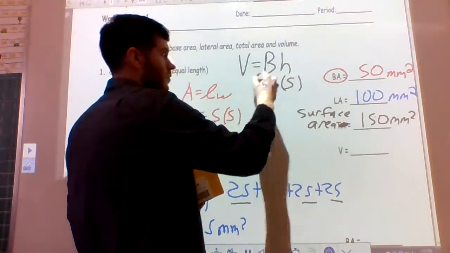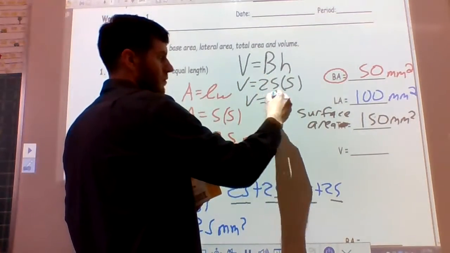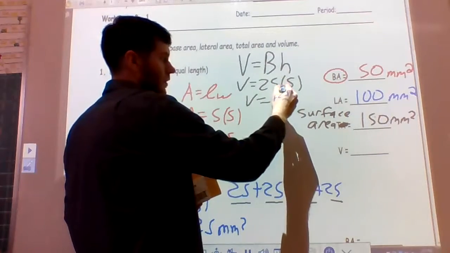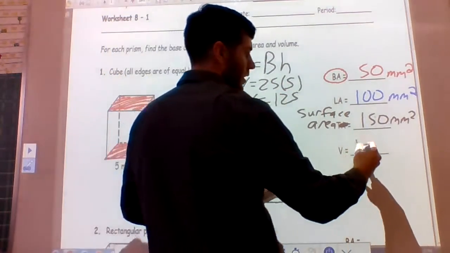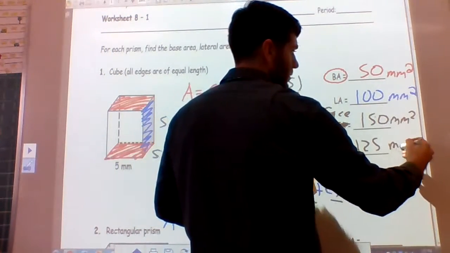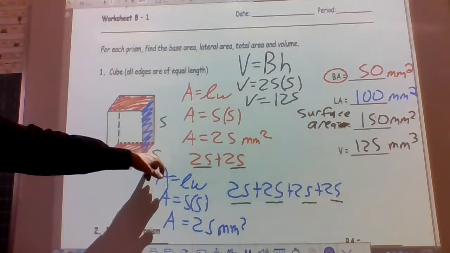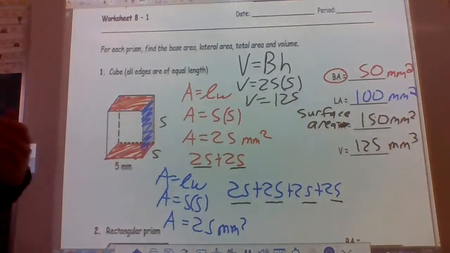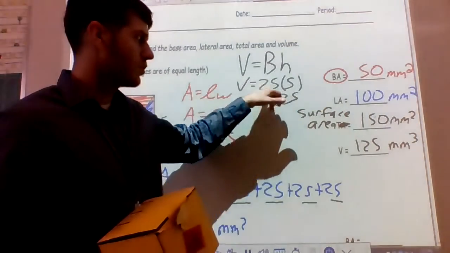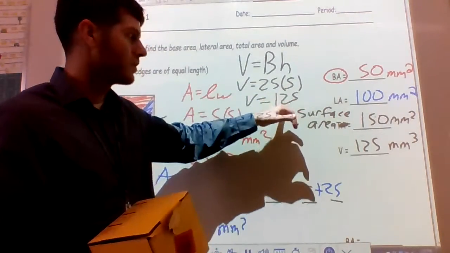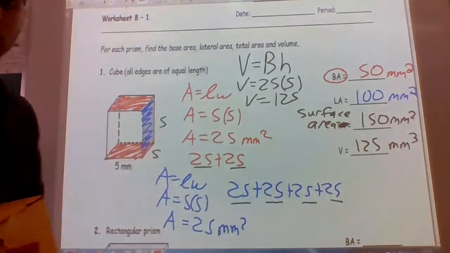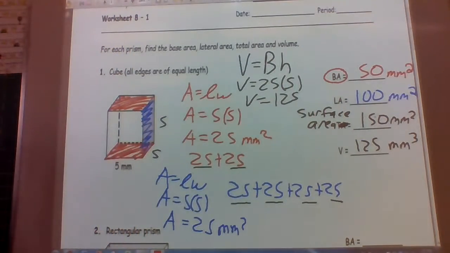So our volume is going to be 25 times 5, which is 125. And the units there are millimeters cubed, because it's really 5 millimeters times 5 millimeters is 25 millimeters squared, and then 25 millimeters squared times 5 millimeters is 125 millimeters cubed. So that's our cube.